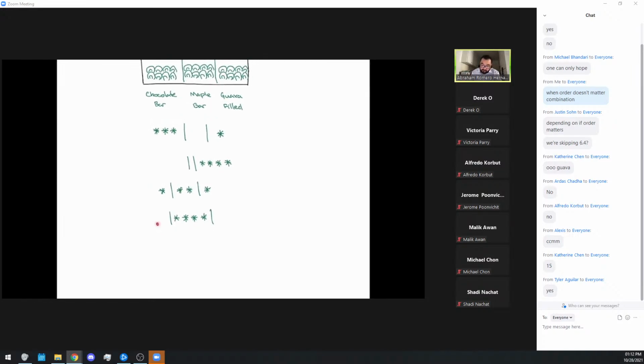So what is this picture saying? Chocolate bar, none. Maple, you selected nothing but maples. And guava fill, none. So here are 4 different examples of the same thing. Well, different choices, but they're still saying the same thing in terms of how many each one did you pick.